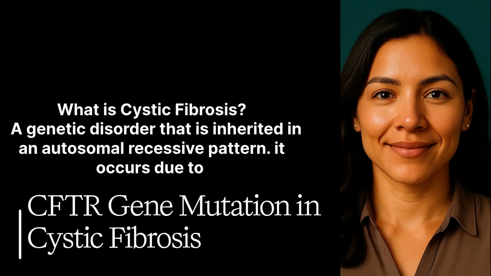What is cystic fibrosis? Cystic fibrosis is a genetic disorder that is inherited in an autosomal recessive pattern. It occurs due to a mutation in the CFTR gene, which affects how cells produce mucus, sweat, and digestive fluids. The hallmark of this condition is the production of abnormally thick, sticky mucus that causes problems throughout the body.